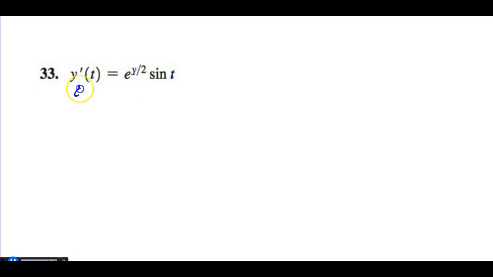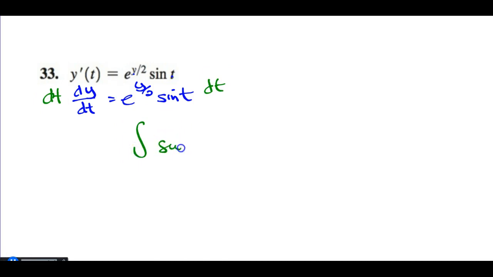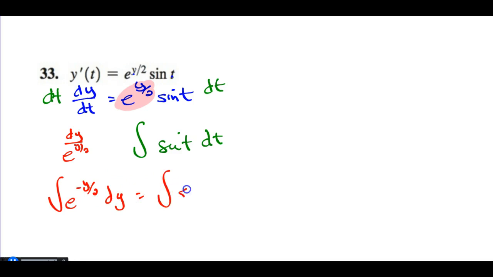So for this one, I got a y and a t on the same side. So again, you could think about this as dy dt is equal to this. If you wanted to rewrite it, I'll slow down a little bit and show you what I'm doing here. So if I multiply both sides by dt and integrate this side, I'll get the integral of sine t dt. Then I'm going to divide both sides by this pink. So, I'll write it. Dy divided by e. This becomes the integral of e to the negative y over 2, and I have that dy is equal to the integral of sine t dt.